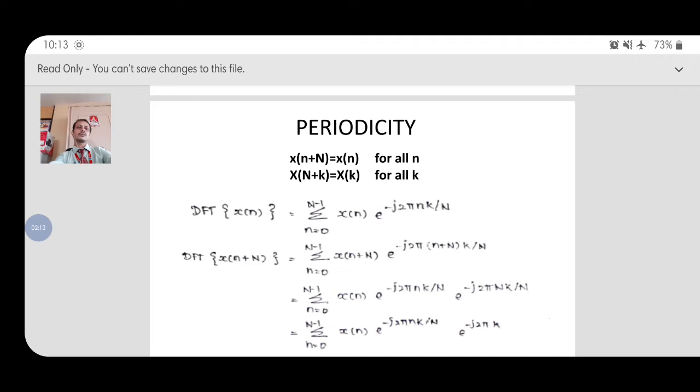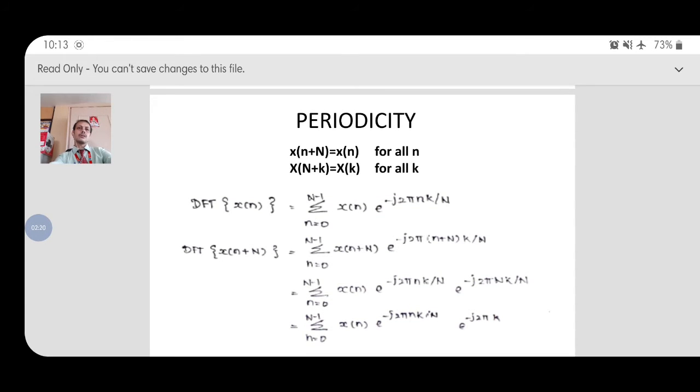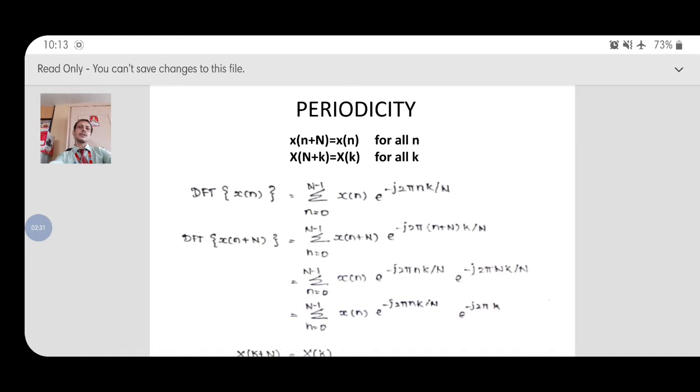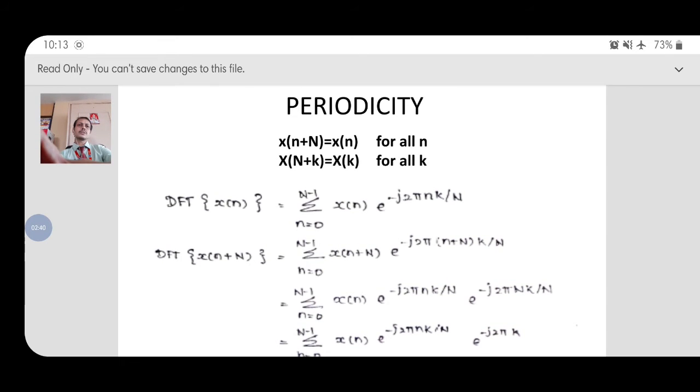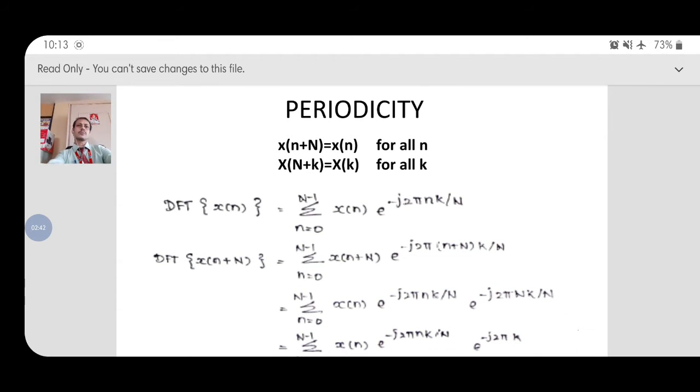Already we know what a periodic signal is. The signal will repeat after a particular time period. That is called a periodic signal. For example, x of n plus capital N is equal to x of n for all n. This is the condition for a periodic signal in the time domain. In the frequency domain it is x of k plus N is equal to x of k for all k. Here capital N is the number of samples in the signal.